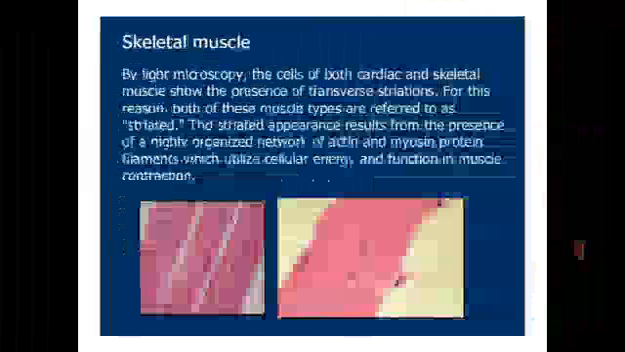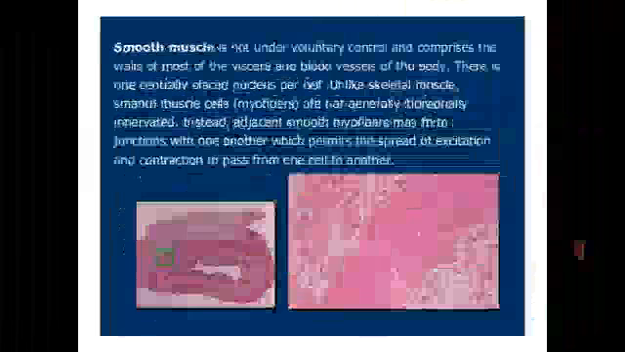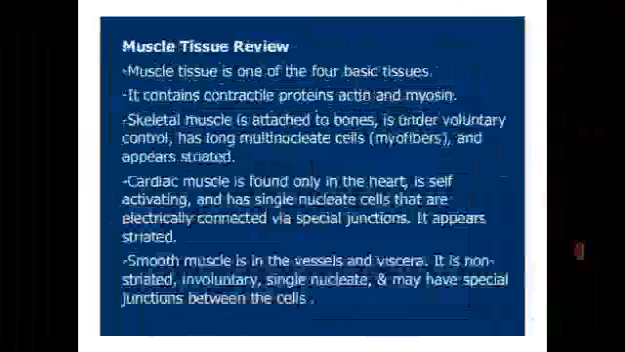The cells of both cardiac and skeletal muscles show the presence of transverse striation, and they are striated in appearance. This appearance shows the actin and myosin protein filaments, which utilize cellular energy and function in muscle contraction. Smooth muscles are under involuntary control. There is one centrally placed nucleus per cell. Muscle tissues.